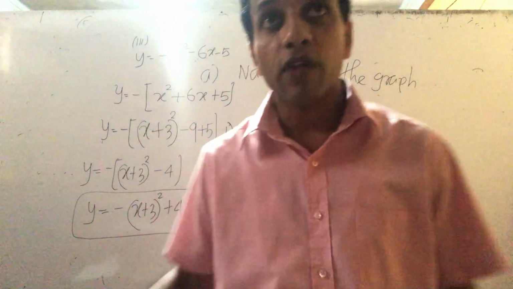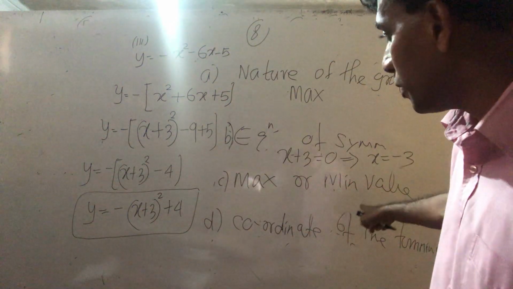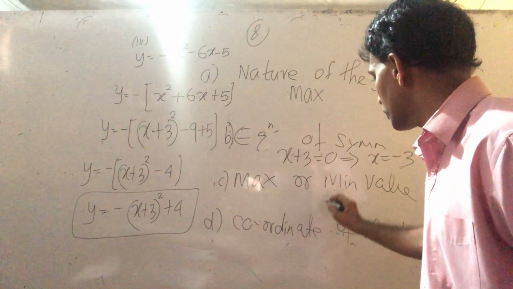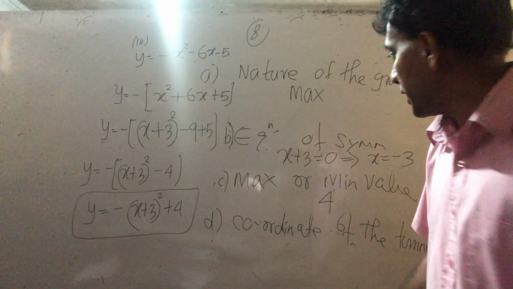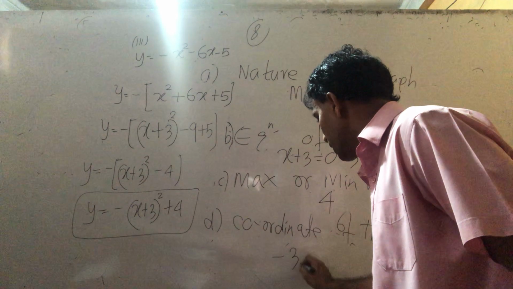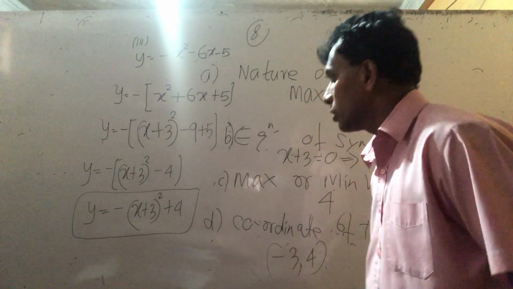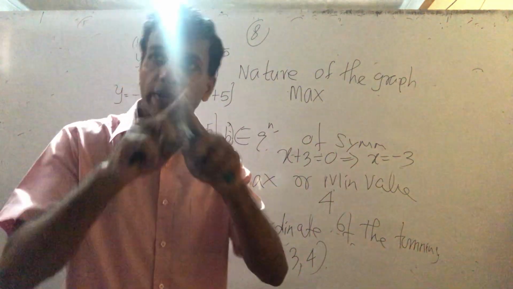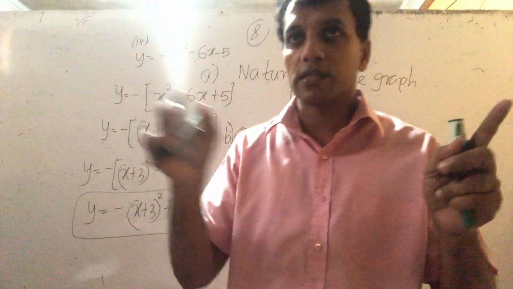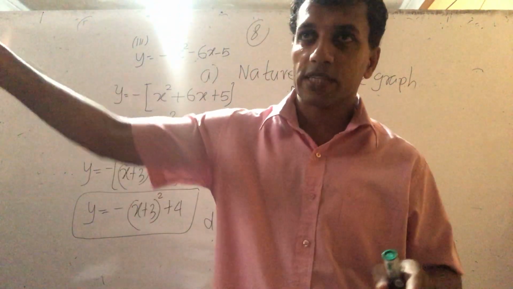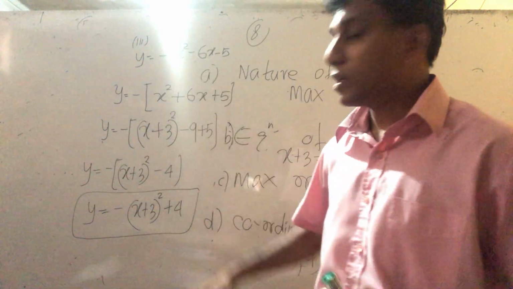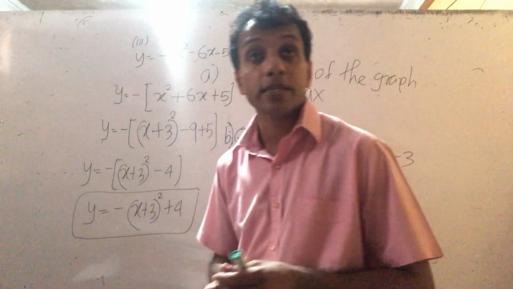So we mentioned the graph is maximum. So what is the maximum value? The last number, plus 4. So what is the coordinate? x is minus 3, comma, plus 4. If you doubt, you draw and check. You prepare a table with some values from minus 2 to plus 4, find the y values, draw and check. You can get the same answers as this.